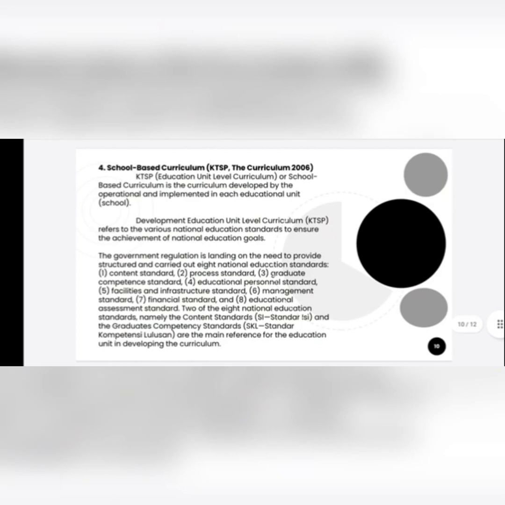First, content standard. Second, process standard. Third, graduate competency standard. Fourth, education personnel standard. Fifth, standard of facility and infrastructure.